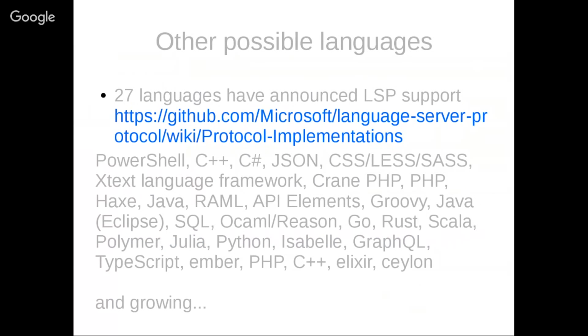Other possible languages. So I told you multiple times the language server is successful, but I didn't give you metrics. A very interesting one is that 27 programming languages have announced LSP support to this day. The protocol is about 1 year old, maybe a bit less, and already 27 very serious languages have adopted it, which means that Eclipse can easily connect to any of these 27 language servers to support any of those 27 languages. And the list is growing weekly.